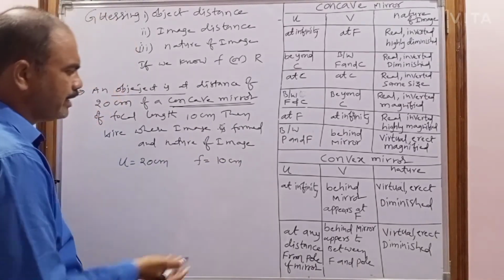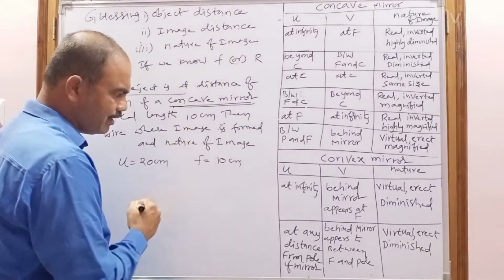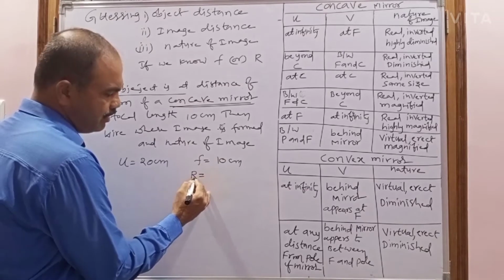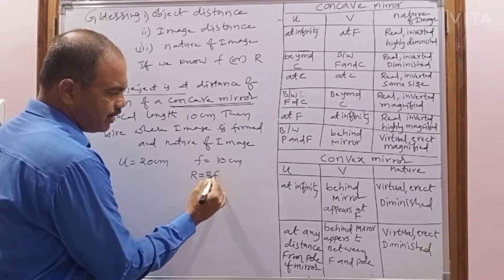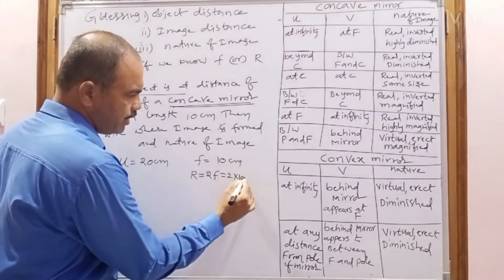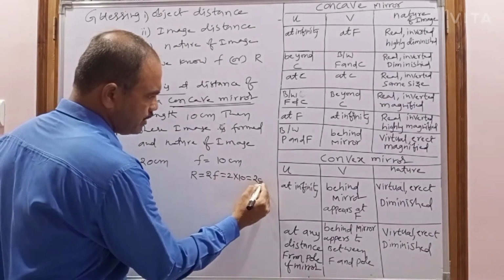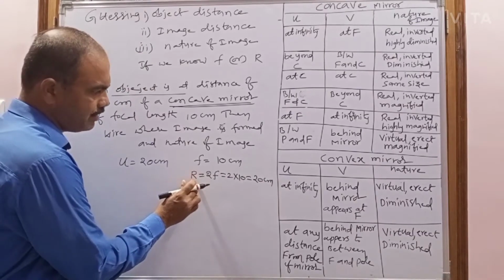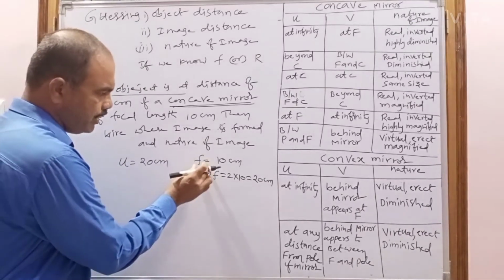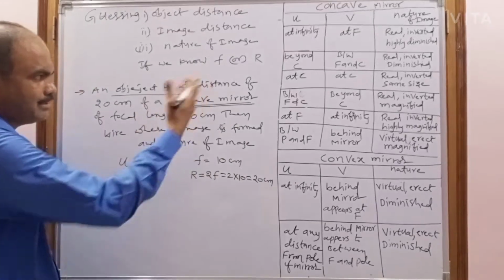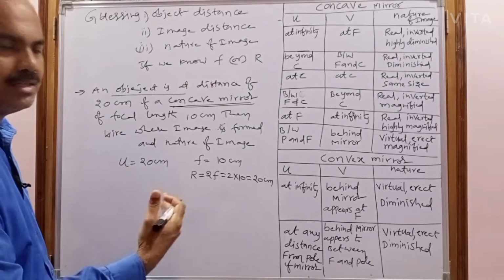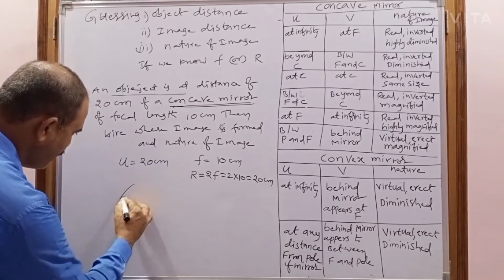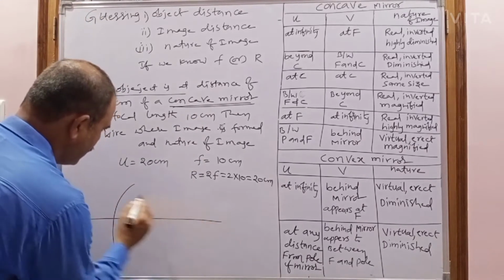After that, find the R. What is the relation between the focal length and radius of curvature? The radius of curvature is double the focal length. That's why 2 into 10. How much is it? 2 into 10 means 20 centimeter. And you know where C is, you know the F, you know the U, and you can guess the image distance and nature. So now imagine it is a concave mirror.